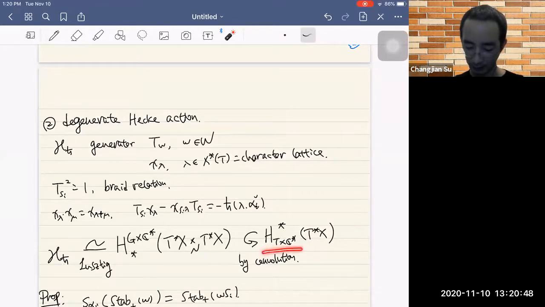And again, if you use convolution, then this convolution algebra will act on the T equals C star equivariant cohomology of the cotangent bundle of the flag variety. So if you have a class here, then you can pull back to this fiber product, and then you push forward along the first component.